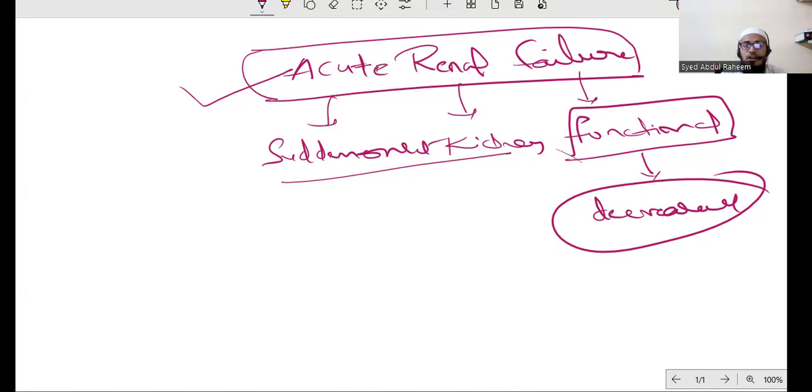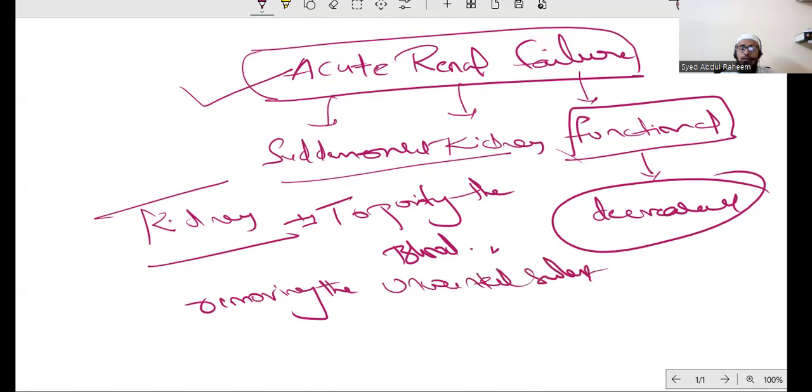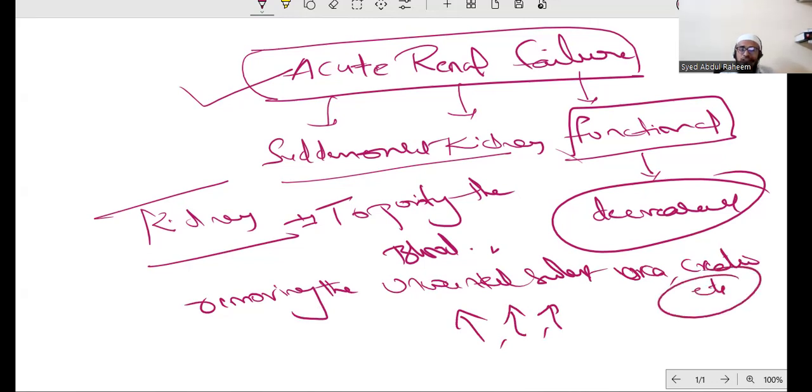So what is the function of the kidney? That is to purify the blood. If its function is decreased, it is not purifying the blood, it is not removing the toxic or unwanted substances. So what will happen in the blood? The unwanted substances gradually rise, like urea and creatinine. If you check the blood levels, the urea and creatinine are higher than the normal range.